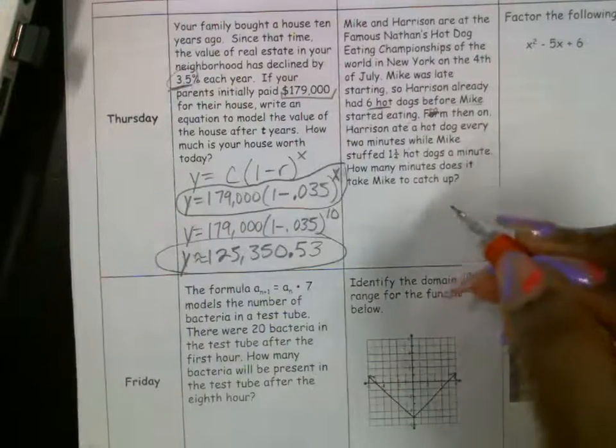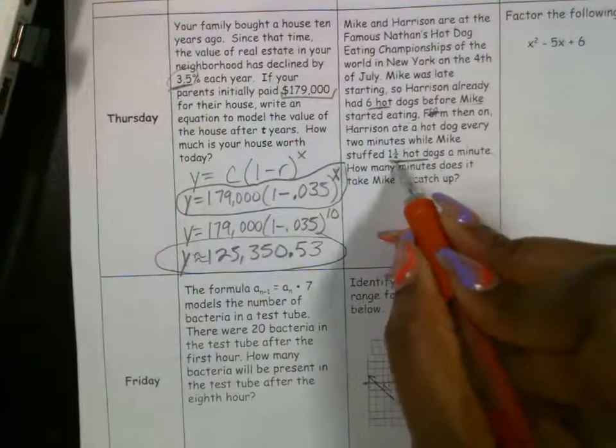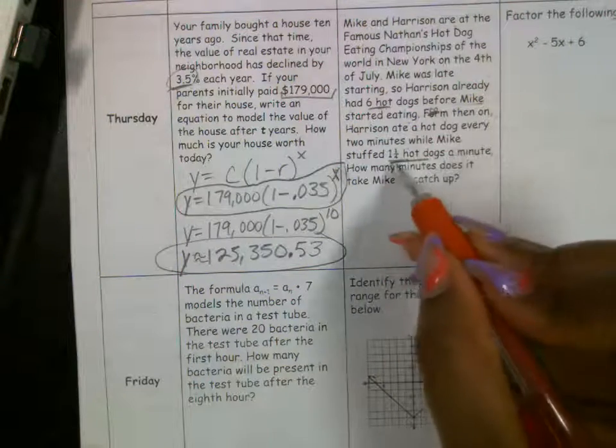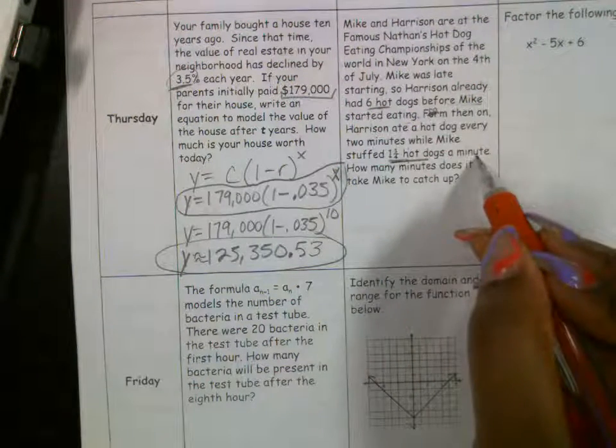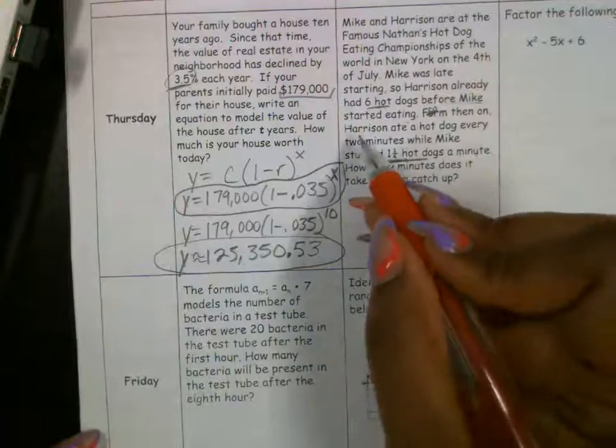So these are rates of change, right? This one is 1 1/4 hot dogs a minute. And who was the other one? Harrison ate what?